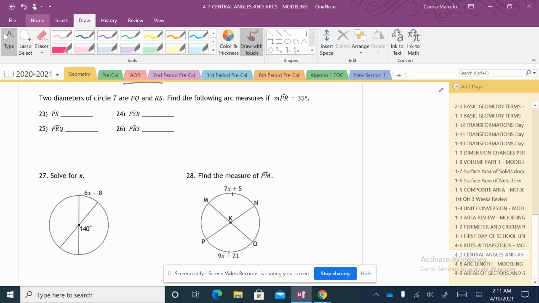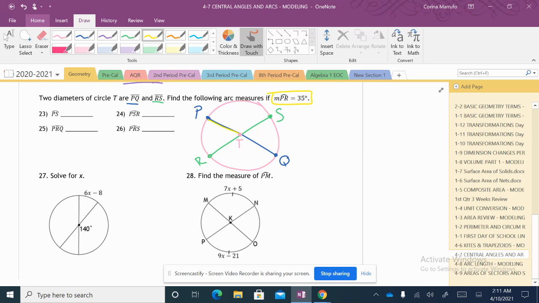Find the following arc measure if the measure of arc PR is 35 degrees. Okay, so we're gonna have to draw the picture. And we have our circle. It is circle T, so that means this middle point is T. And then it says we have diameters PQ, so I'm gonna make one diameter. This is P, this is Q. And then we have another diameter RS, so from here to here. This is R and this is S. And then it tells us a measure of PR is 35 degrees.